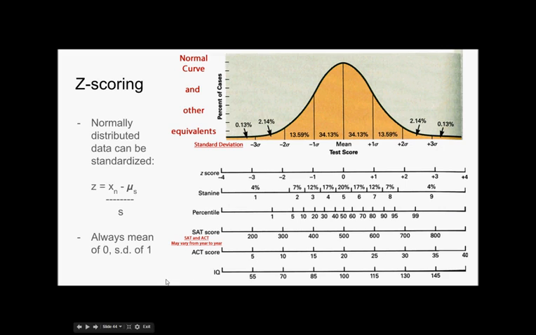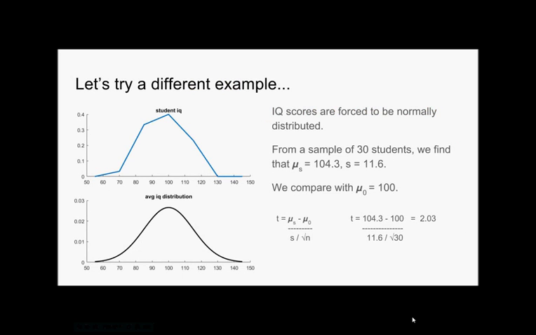So many scores of tests are based on z-scoring because you want to normalize so that you get a mean that is equal to the mean of your entire population, and then the scores are relative to that mean. So SAT scores, ACT scores, and IQ are all z-scored and forced to be normally distributed in this way.